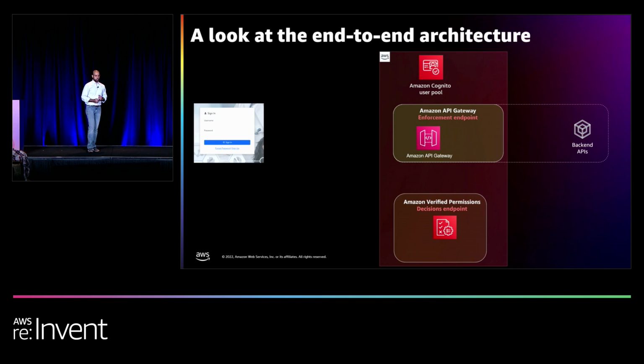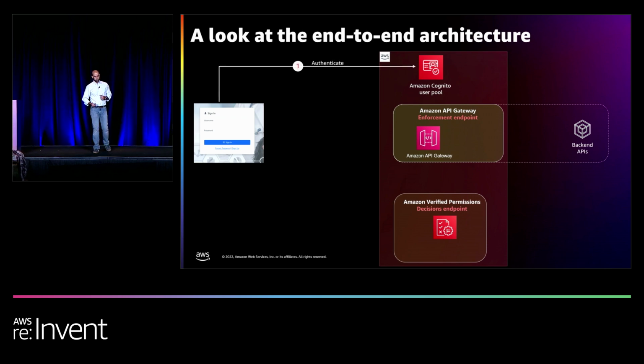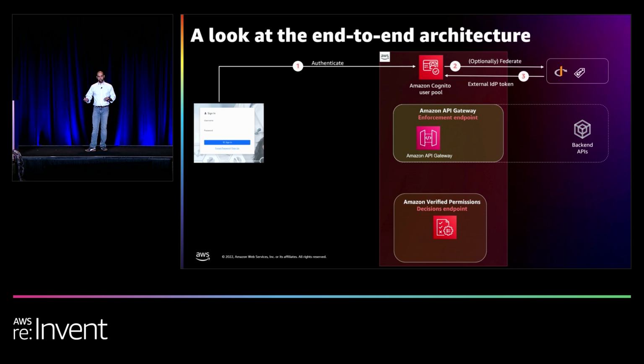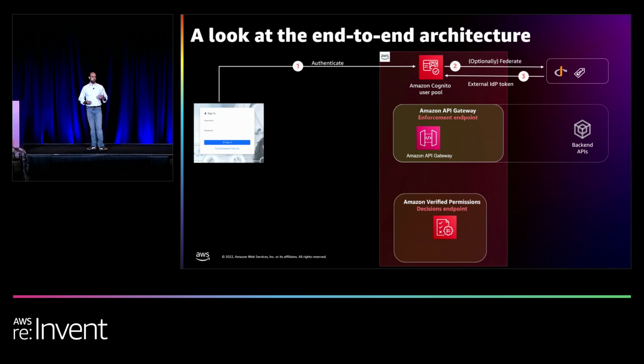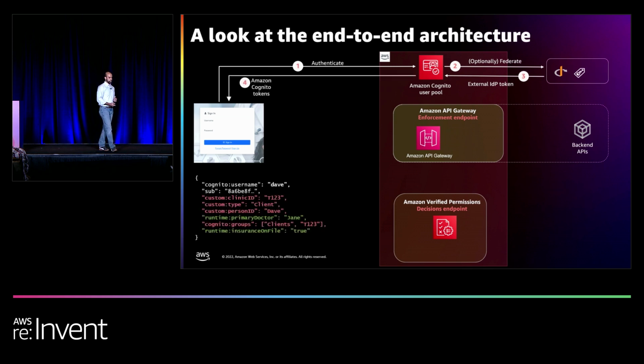The flow starts by the user coming into the application and signing in with Amazon Cognito. You can optionally federate. It's a common scenario that I want my public clients to have a username and password, but I want my employees to sign in with their enterprise credentials, so you can do that. After signing in, Cognito issues tokens to the application. These tokens are signed and tamper-proof, and they have the entitlements, group membership, and data about the user. You can also inject some runtime information, like the insurance status of this client, and any additional information that is relevant to your authorization decisions.